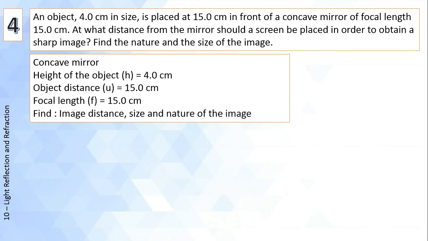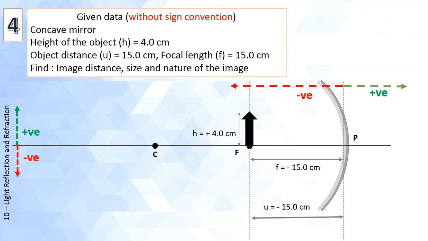First, write the values from the given question. Then, draw a rough diagram. Don't directly start with writing the sign convention. First, draw the ray diagram. From the diagram, write the values with the proper sign convention.